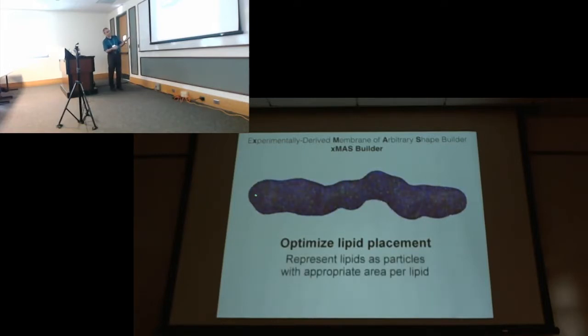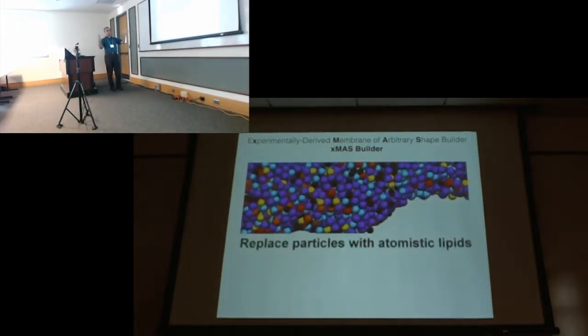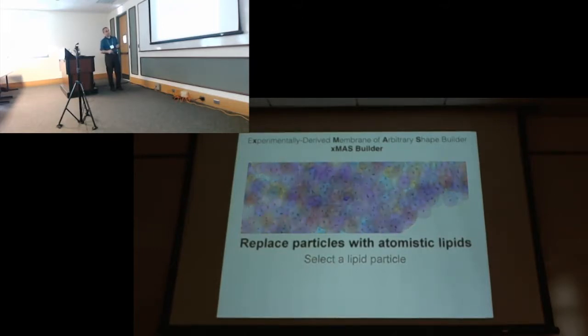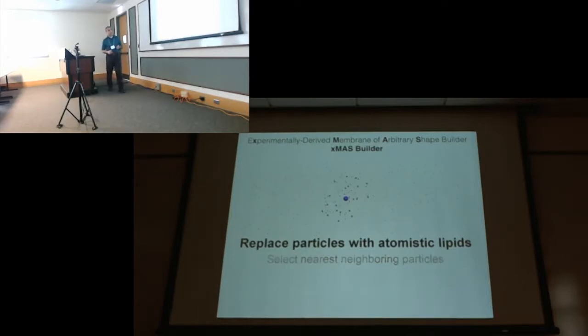What you do is start with a coarse grain representation and do a little MD, to allow them to nicely distribute on the surface that you are interested in, and then take these and convert them to full lipids based on the normal calculation that was done earlier.